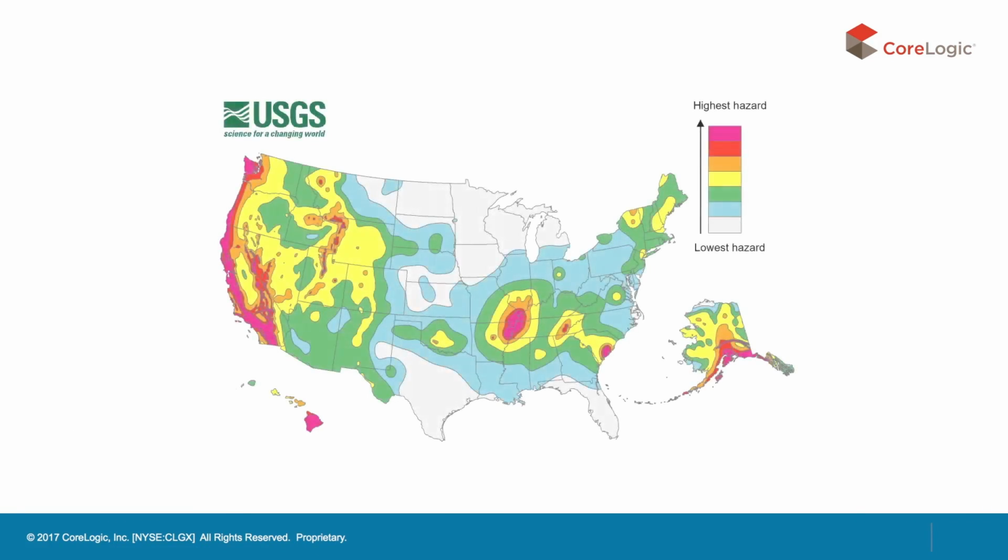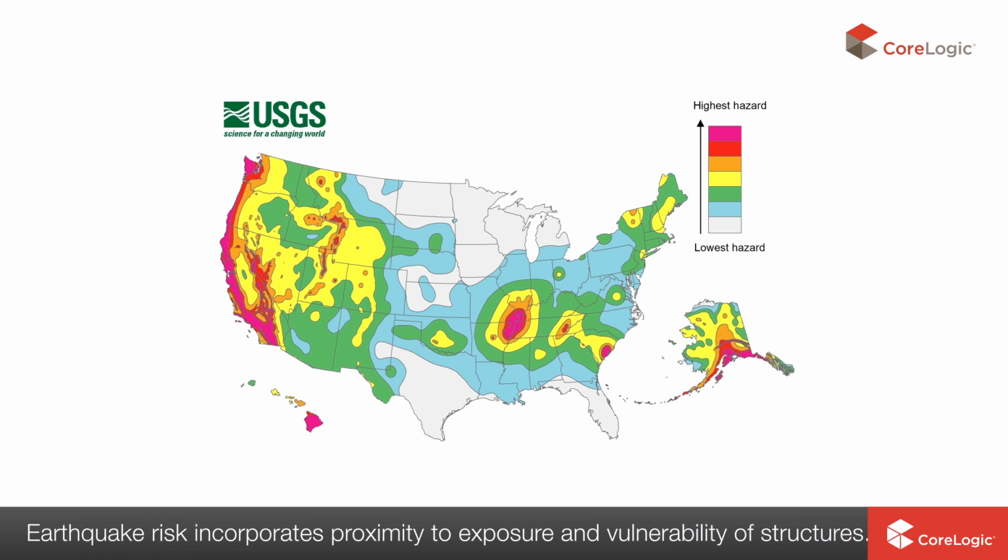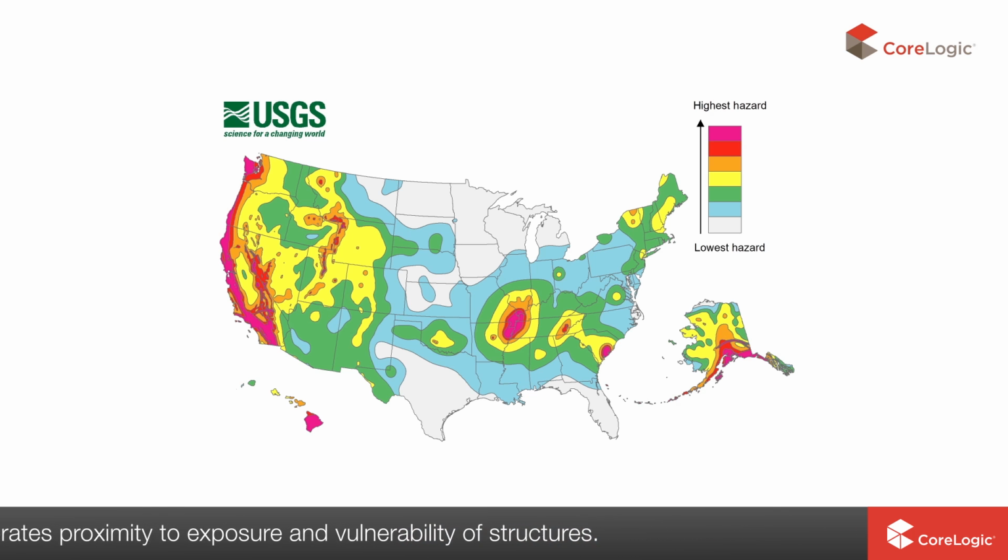The first step in assessing risk is understanding hazard. This National Seismic Hazard Map from the U.S. Geological Survey is a common use of hazard data, outlining the severity of occurrence. But there's more to risk than just hazard. Assessing risk takes it a step further by incorporating proximity to exposure and vulnerability or damageability of structures.